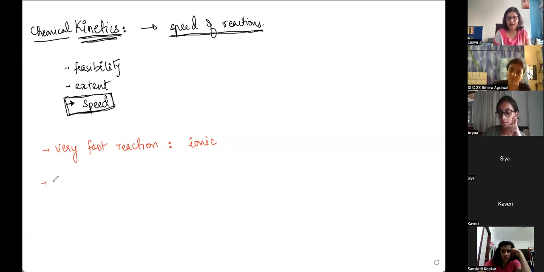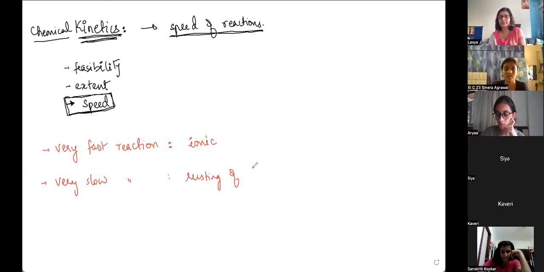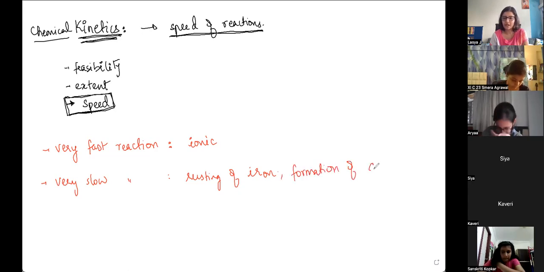And then you have extremely slow reactions. Very slow reactions are rusting of iron, formation of diamond or graphite or coal from plant matter, animal matter. That takes millions of years. So you have extremely slow reactions that take place over a range of days and months and years. Iron. Formation of coal is another one. Formation of carbon, be it coal, diamond, graphite, whatever, takes a long time.